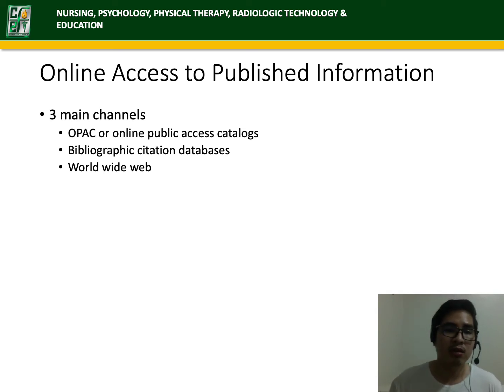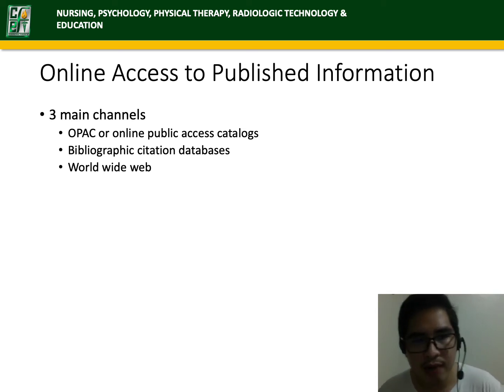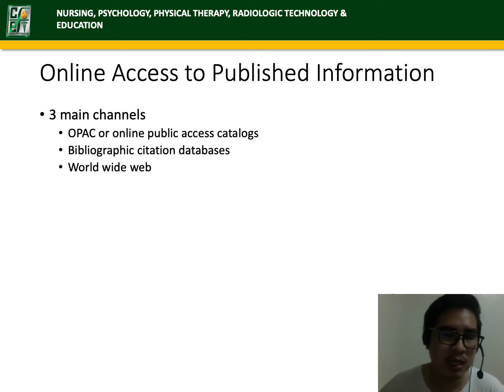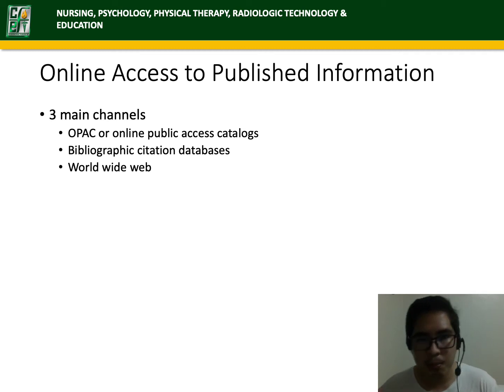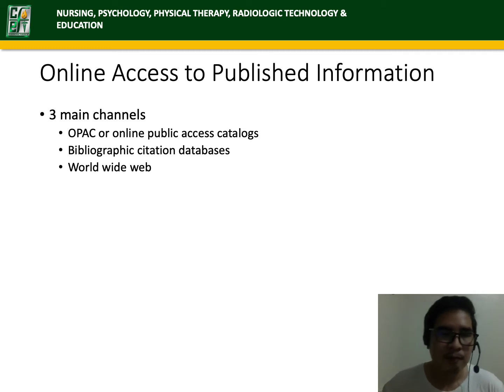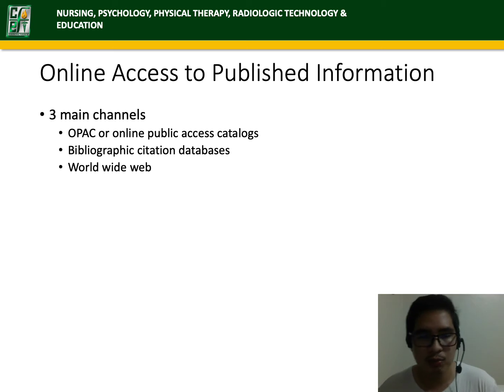Then you have bibliographic citation databases. So these are public databases that offer a lot of bibliography or journals such as Google Scholar, SagePub, JSTOR, ejournals.ph. So they contain a plethora of journals. Then you have the World Wide Web or the famous Google Yahoo searches. But now it's more of Google, YouTube searches.